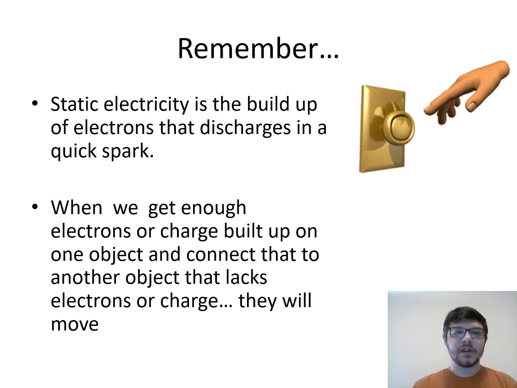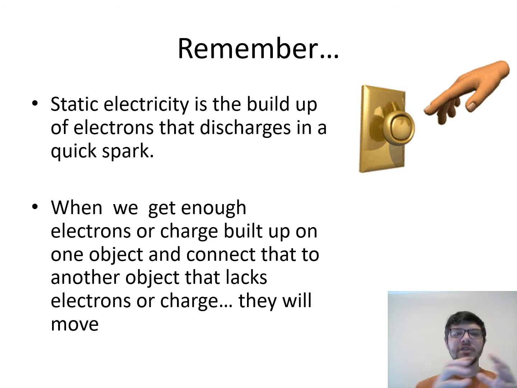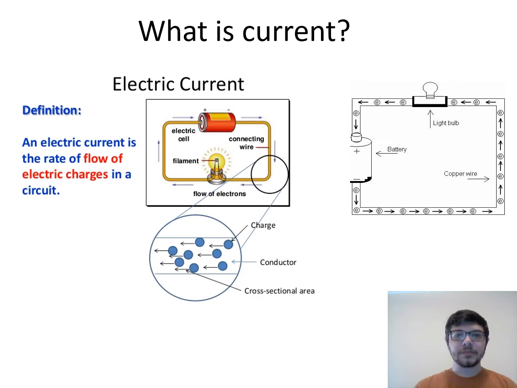So remember, this is from our previous stuff about current, that static electricity is the buildup of electrons. And when we get enough electrons or charge built up, what will happen is the electrons will move from a region where they are built up to a region where they are not built up. All right, so what is current? The definition is the rate of flow of electric charges in a circuit.